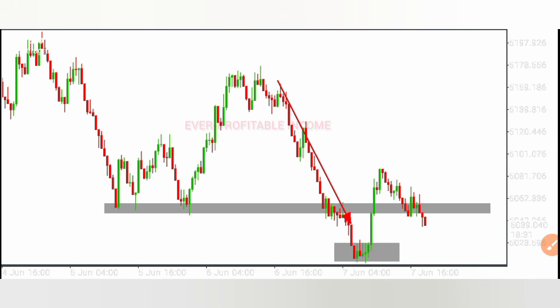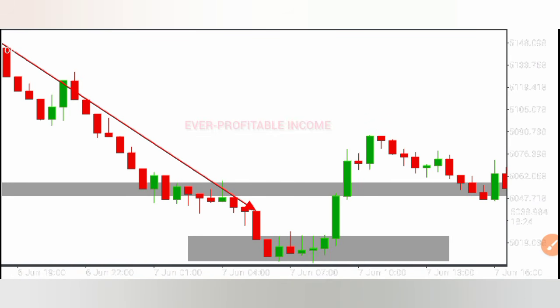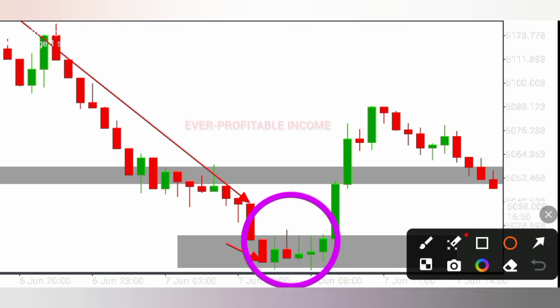Now when you look at that support zone, let me zoom in. When you look at the support zone, you have to identify confirmation. That is, you have to see signs that are going to tell you that price is going to reverse. Now when you look at this zone right here, you can see those candles. They are telling you a story. Firstly, we have indecision candles right there.